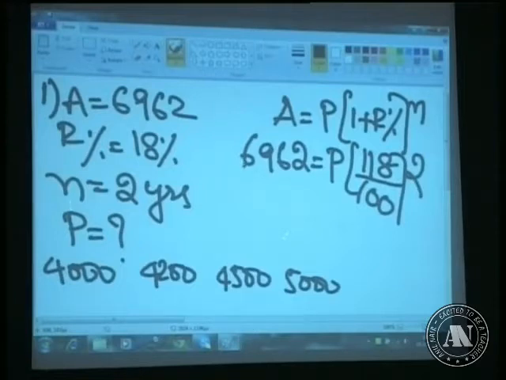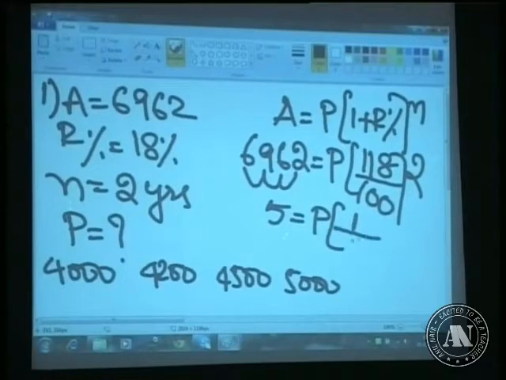Another method is 6962. What is the digital sum? 6 plus 9, 15. 15 plus 6, 21. 21 plus 2, 23. 2 plus 3, 5. 5 equivalent to P into 1 plus 1, 2. 2 plus 8, 10. 1 plus 0, 1. 1 square is 1 by 1. Is it clear? Find out the digital sum of every number.